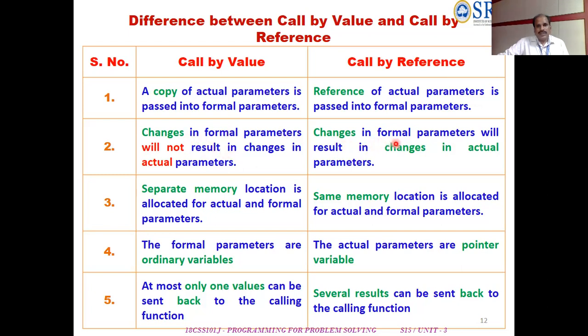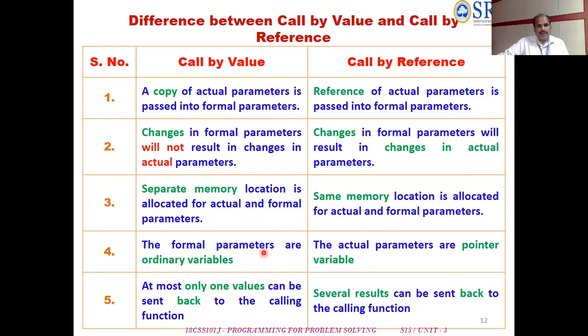Here in call by reference, any changes made in the formal parameter will get reflected in the actual parameter. In call by value, separate memory locations are allocated for the actual and formal parameters, but in call by reference, the same memory location is shared by the actual and formal parameters.